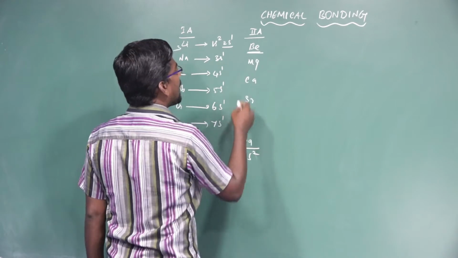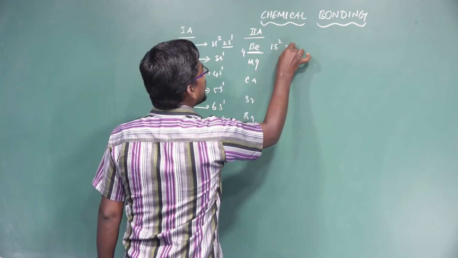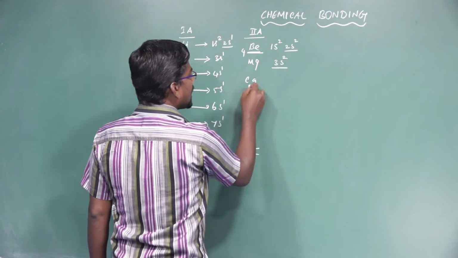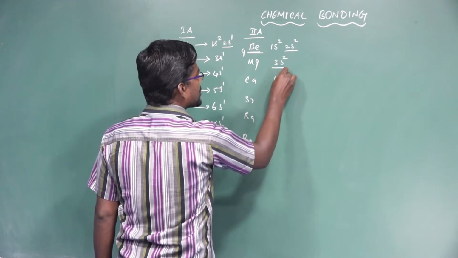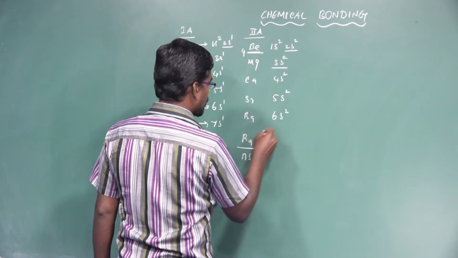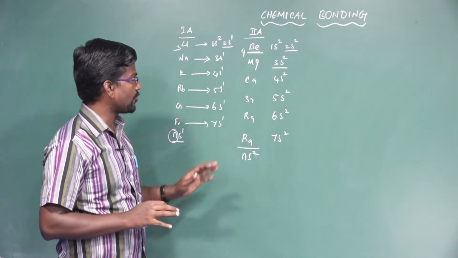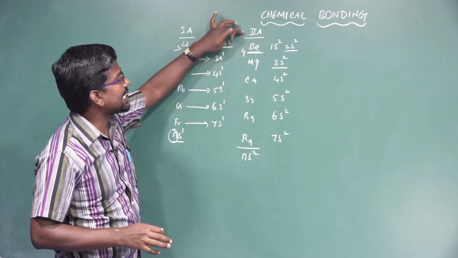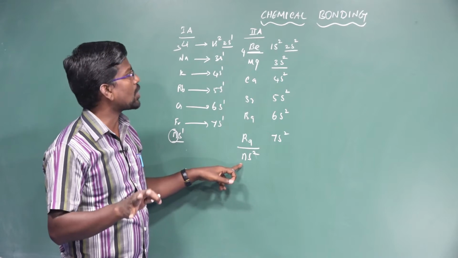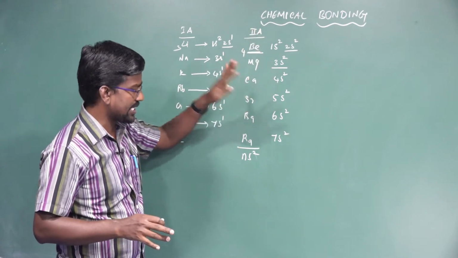Beryllium, atomic number 4, has electronic configuration 1s2, 2s2. Magnesium outer cell electron configuration is 3s2. Calcium 4s2. Strontium 5s2. Barium 6s2. Radium 7s2. So the general electronic configuration of alkaline earth metals, second A group elements, is ns2, where n is the principal quantum number, n equal to 2, 3, 4, 5, 6, 7, etc.